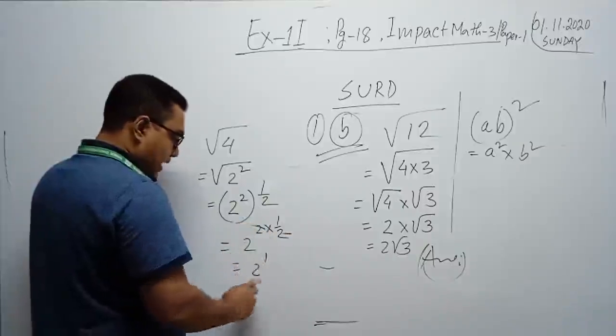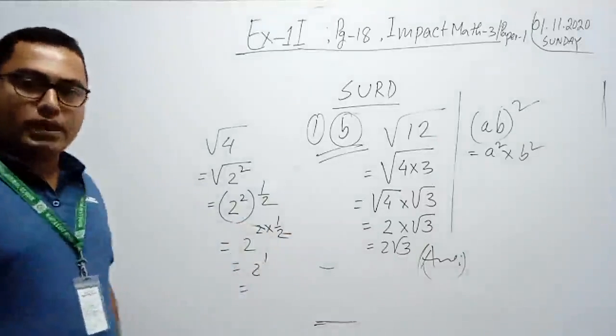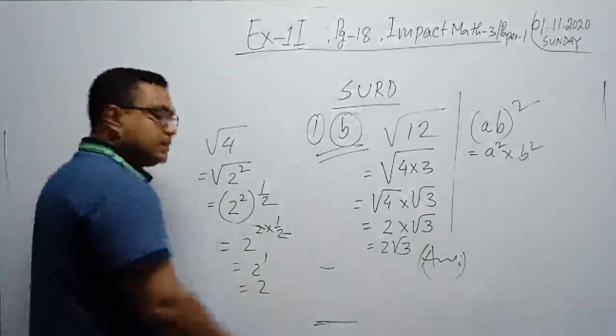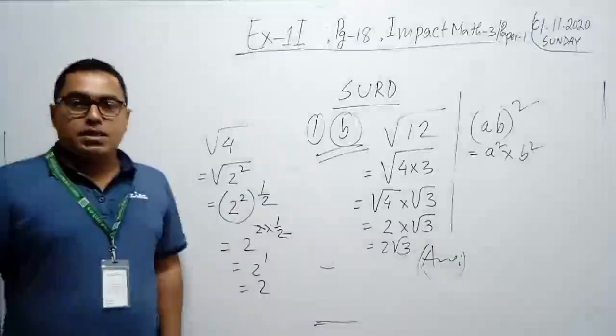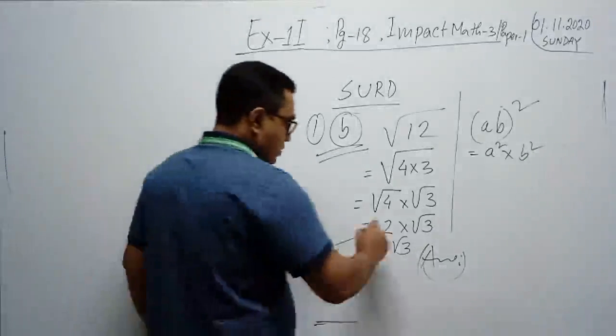If we have any number, it is 2 to the power of 1, or 5 to the power 1, 6 to the power 1. It means actually the number. So that is here 2. We wrote here 2.